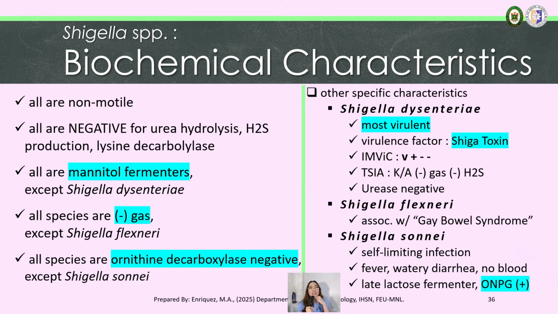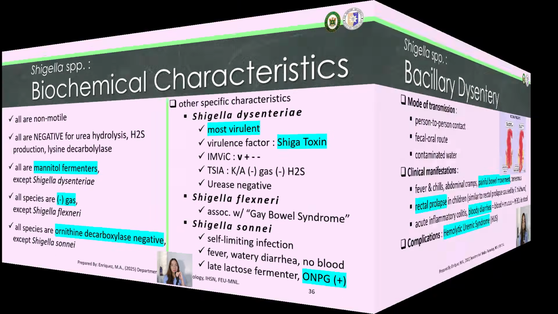But again, hindi na ginagamit yung term na gay bowel syndrome because we have established na hindi lang naman homosexual interactions yung mode of transmission ng ganitong diseases. Alright? So that was for Shigella flexneri. Next is Shigella sonnei. So Shigella sonnei only causes a self-limiting form of watery diarrhea. Shigella sonnei is also a late lactose fermenter, so it means that it would test positive for ONPG.